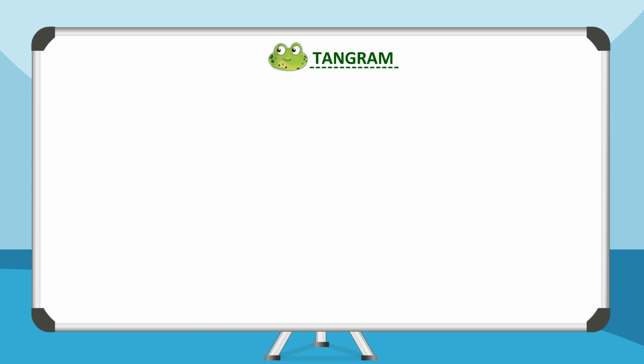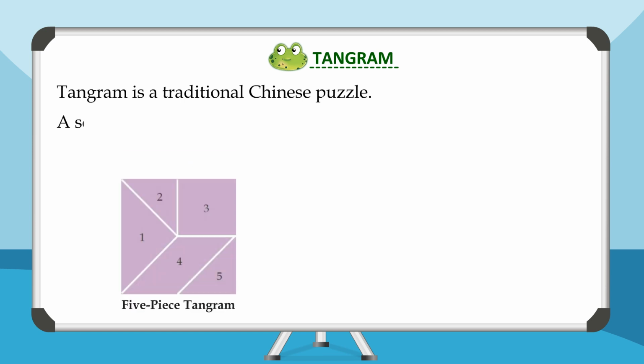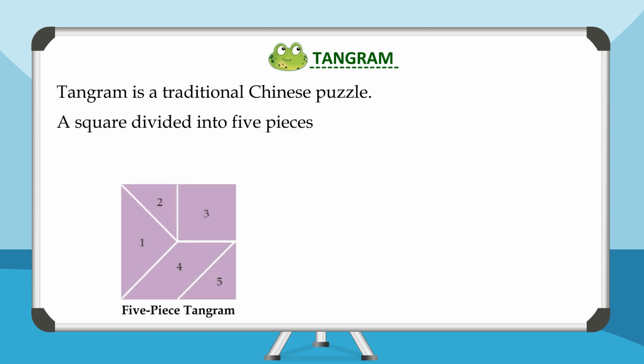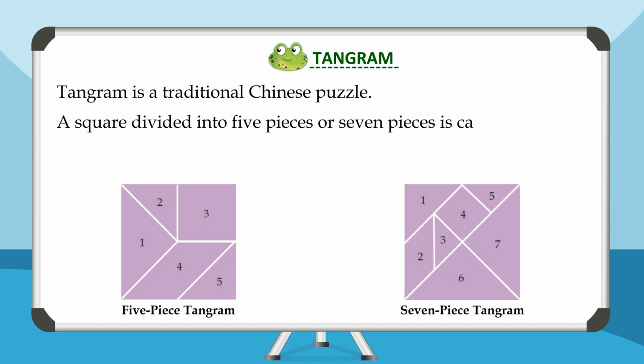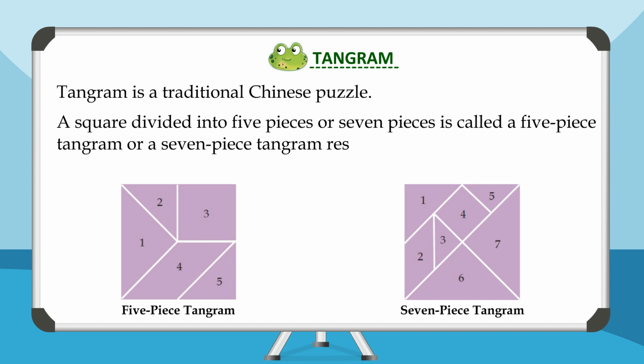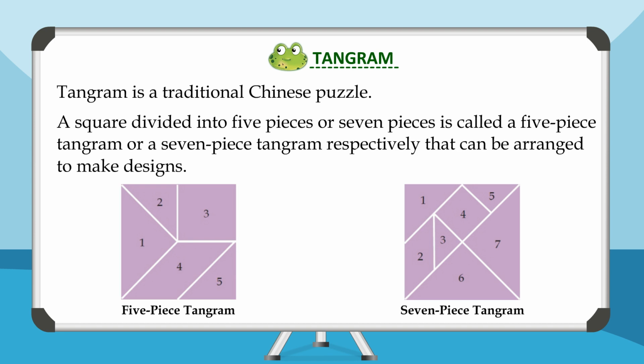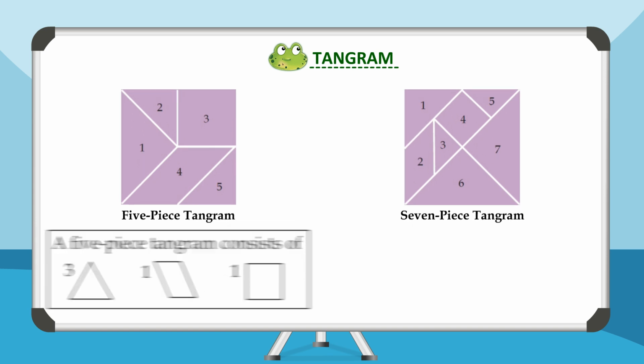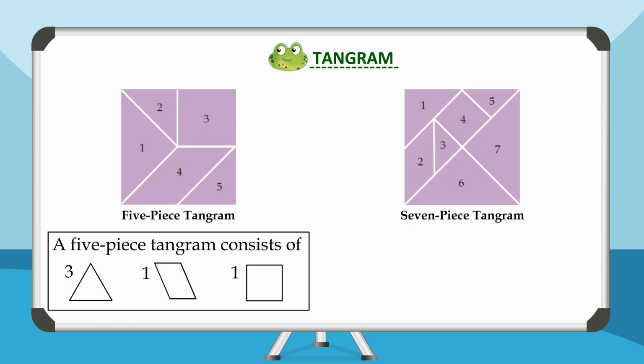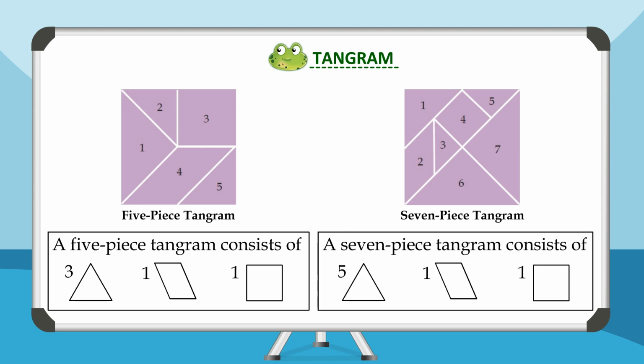Tangram. Tangram is a traditional Chinese puzzle. A square divided into 5 pieces or 7 pieces is called a 5-piece tangram or a 7-piece tangram, respectively, that can be arranged to make designs. A 5-piece tangram consists of 3, 1, 1. A 7-piece tangram consists of 5, 1, 1.